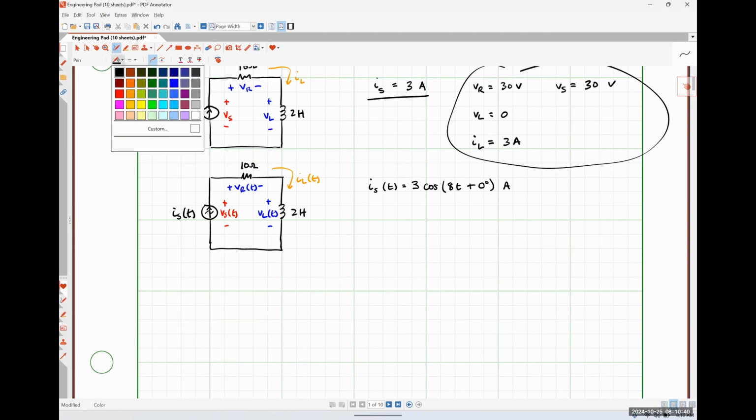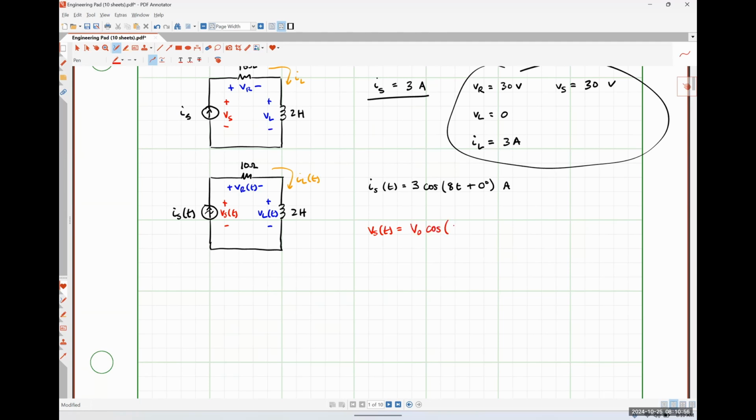So I'm going to venture a guess that my source voltage Vs of t will be able to be represented in the form V naught cosine 8t plus some phase angle theta V volts. And what we're going to spend the next several minutes doing is proving that that is true, okay?